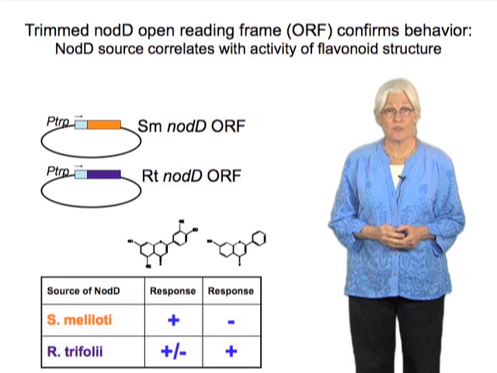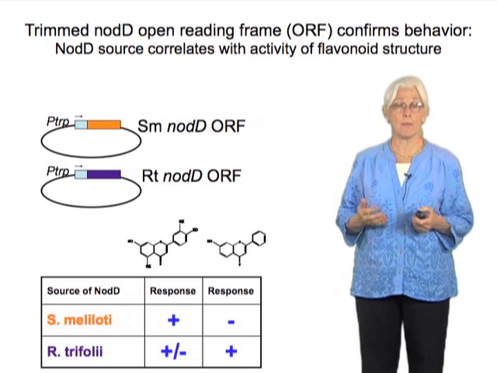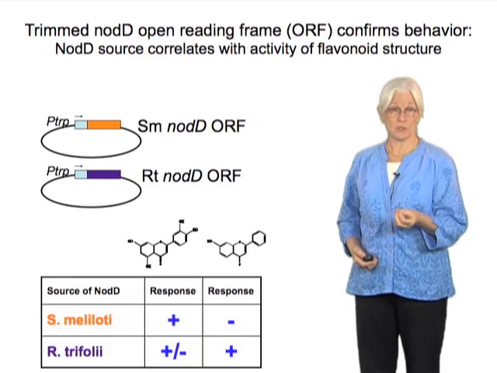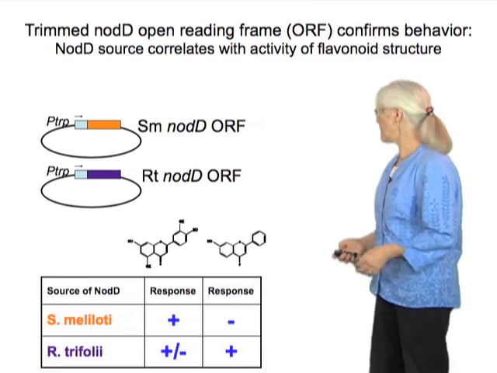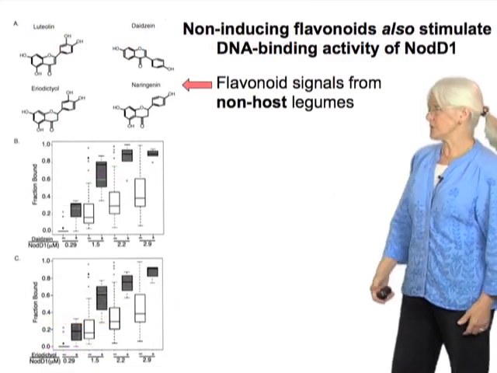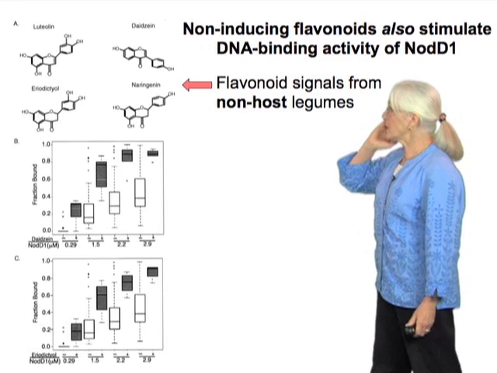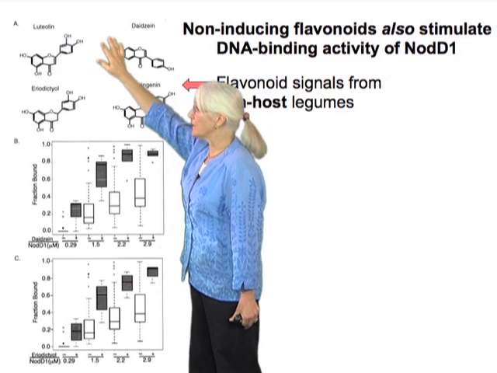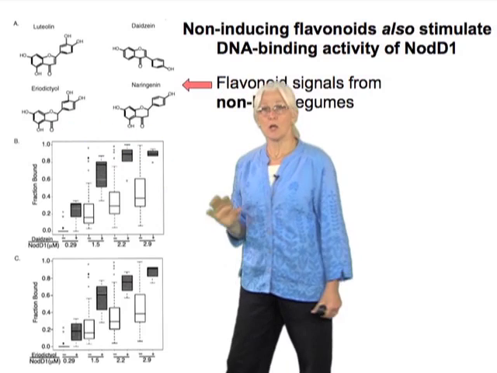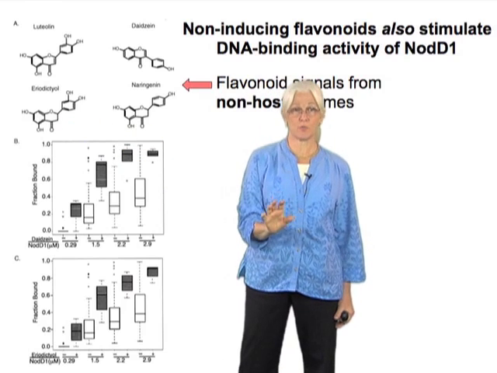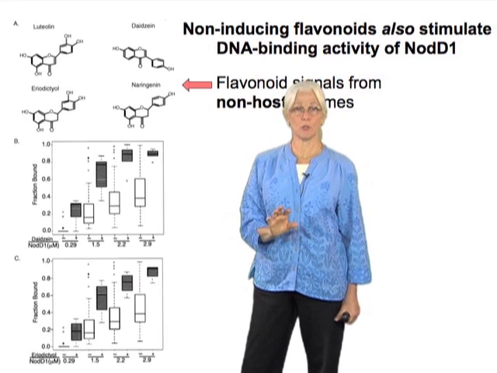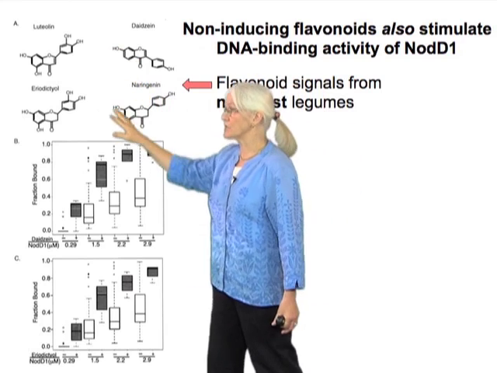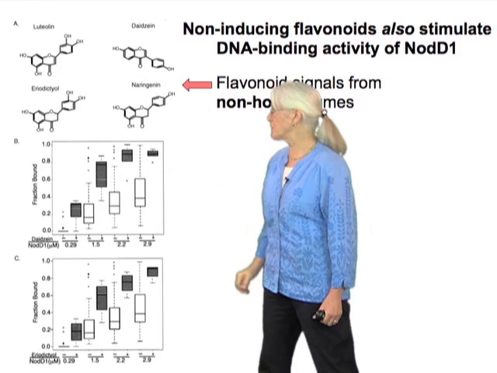We wanted to put that together with the data that I just showed you that demonstrated that NodD can bind better to its nod-box target if it's got luteolin present. But what we found was something of a surprise. Now, what I'm showing here on the top are the structures of the flavonoid I've introduced before, that's luteolin, and a set of flavonoids here that in vivo do not cause gene expression in Sinorhizobium meliloti. So we would infer from that that the NodD of Sinorhizobium meliloti cannot interact productively with any of these because they don't work in vivo.